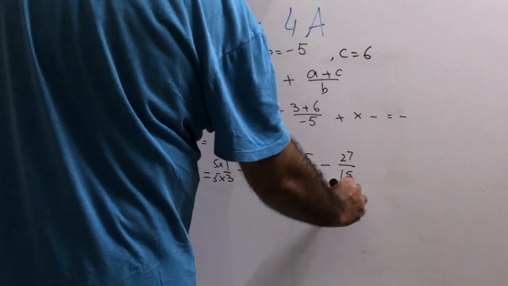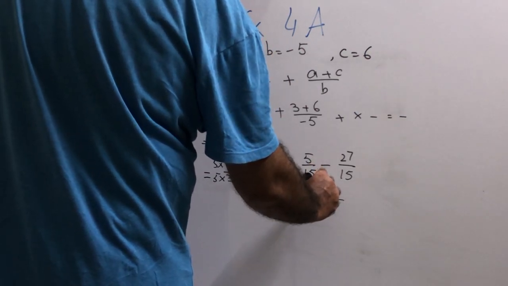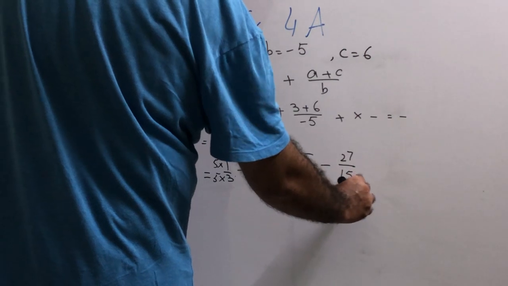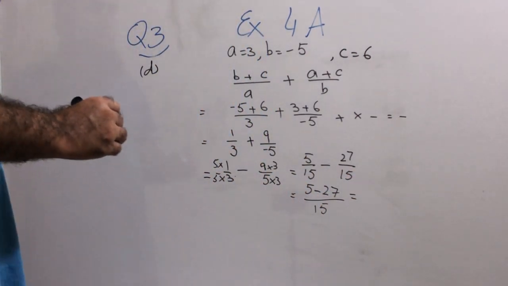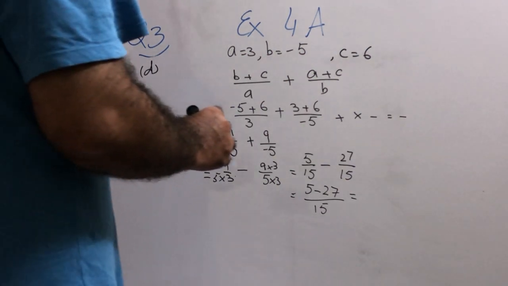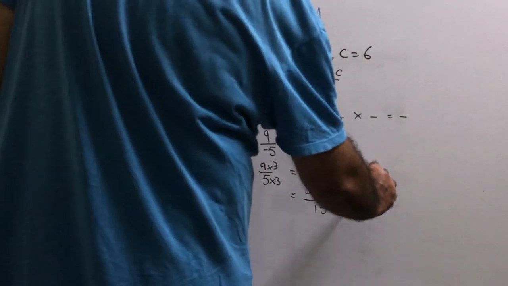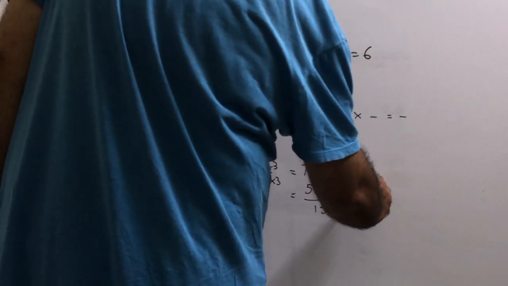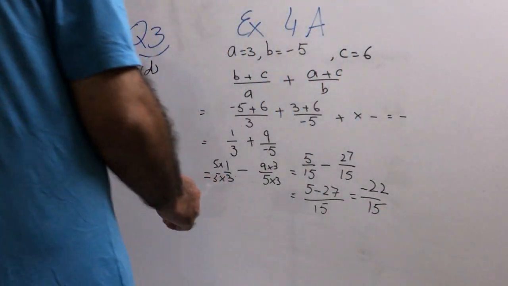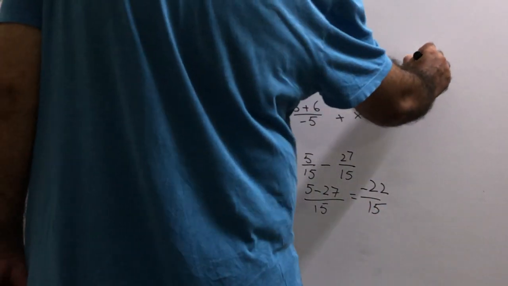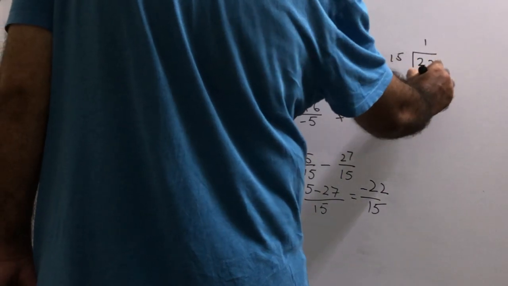In the next step, the denominator is the same, we put it once and here it is 5 minus 27. $5 are in your pocket and $27 is your loan. So you pay off the loan of $5 from your pocket. Your loan comes down to $22. As it is a loan, put minus sign over 15. This is the answer. Further, we can divide this with 15. 15 ones are 15.